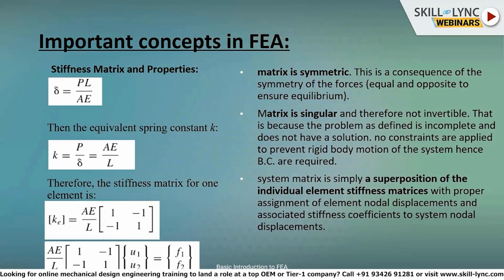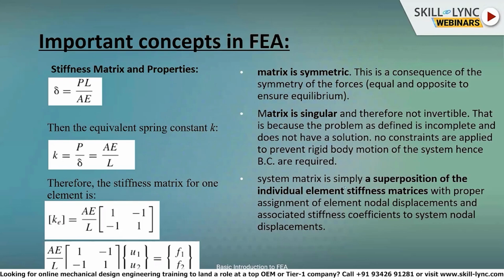the matrix is singular. It means that when you find the determinant of that matrix, you will get 0, and you cannot solve that, and therefore it is not invertible. You cannot solve it, because the problem as defined is incomplete and does not have a solution. No constraints are applied to prevent the rigid body motion of the system. Hence, boundary conditions are required. So that is why we need the boundary conditions, to avoid singularity. To have a non-singular matrix, it is important to apply the boundary conditions.